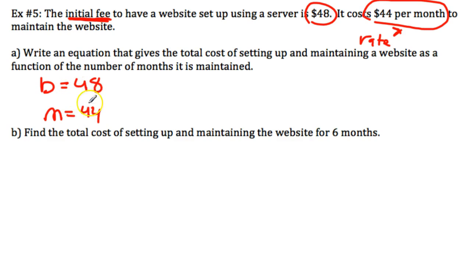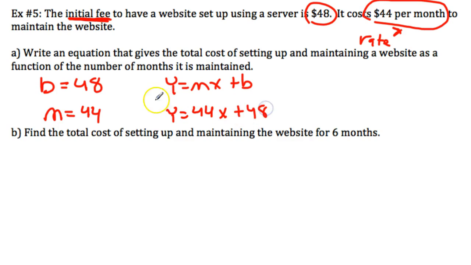So I've got these two numbers. Now I need to put it in the equation. y equals mx plus b. So my slope, $44. I write x. My y-intercept, b, is 48. So there is my equation.